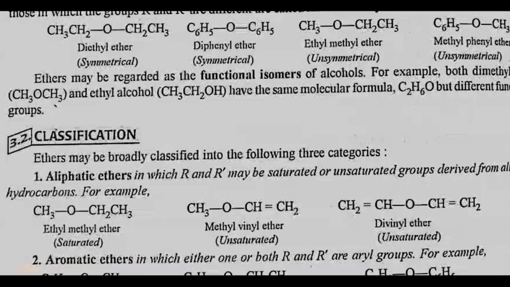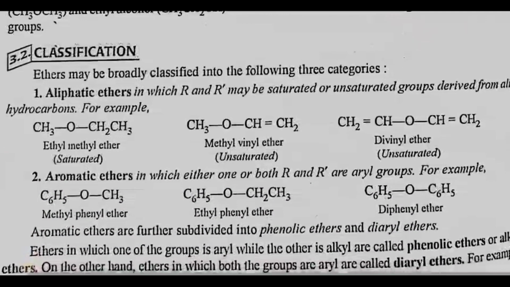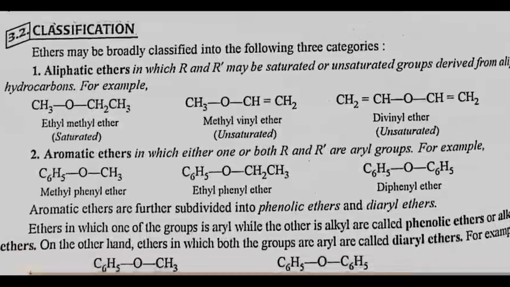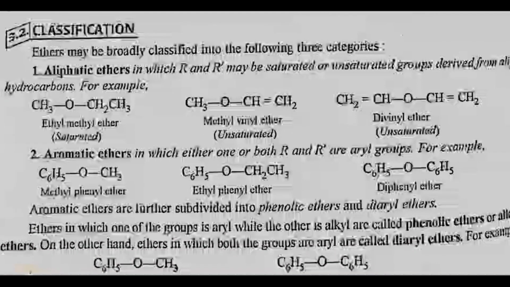Ethers may be regarded as the functional isomers of alcohols. For example, both dimethyl ether and ethyl alcohol have the same molecular formula C2H6O but different functional groups. 3.2 Classification. Ethers may be broadly classified into the following three categories.